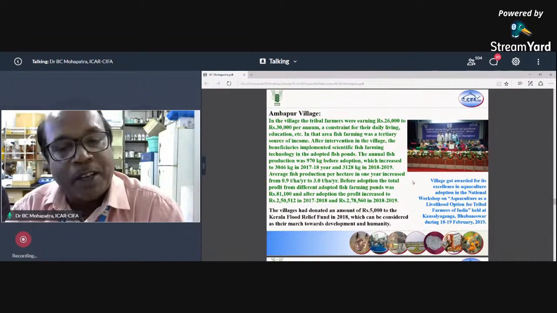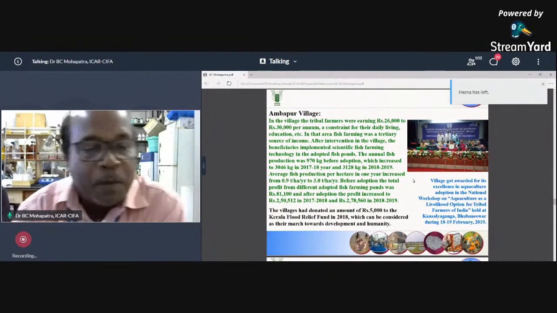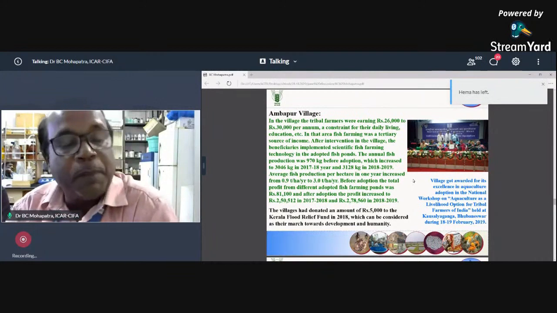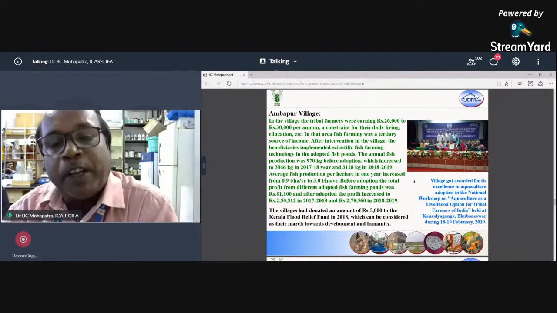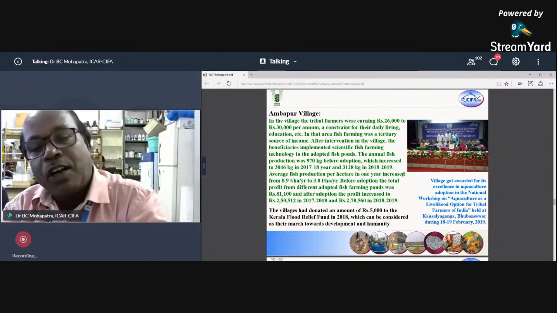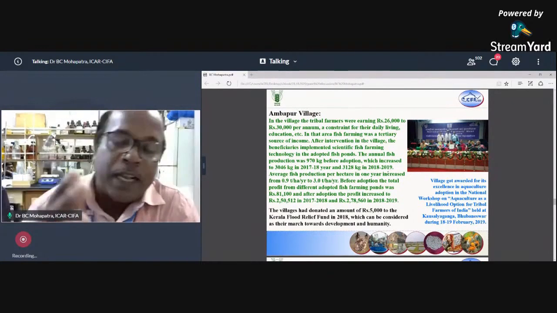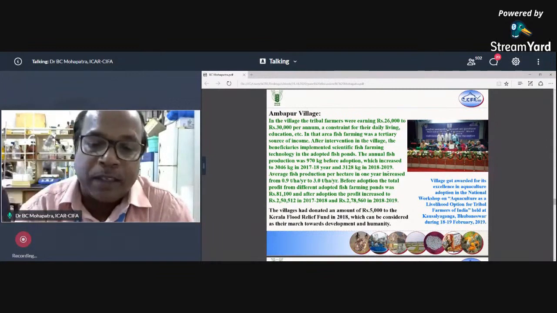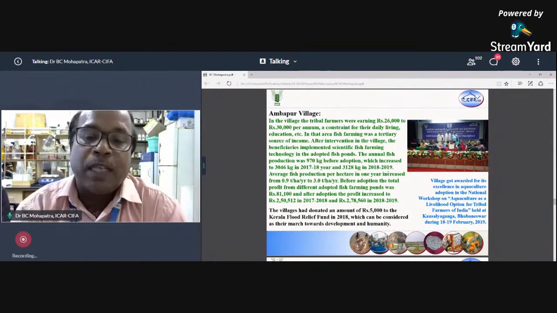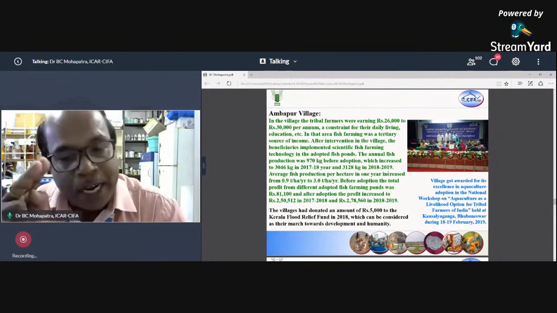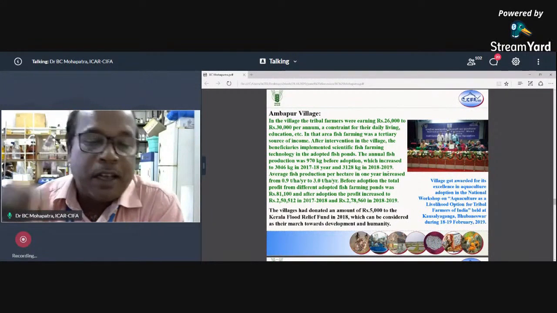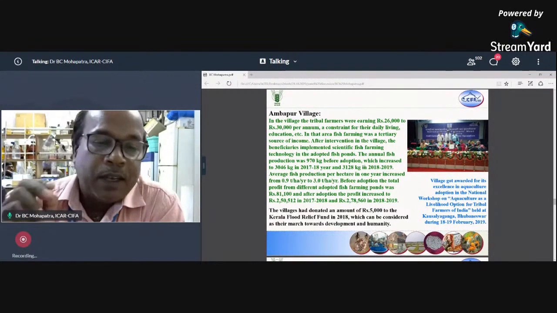And this particular village also increased the production from 0.9 ton to 3.3 tons per hectare per year. And they also got awarded on National Fish Farmers Day. These 3 villages, out of many villages, are the model villages, and a publication has come out. Several newspapers highlighted their story, and they got nationally recognized.